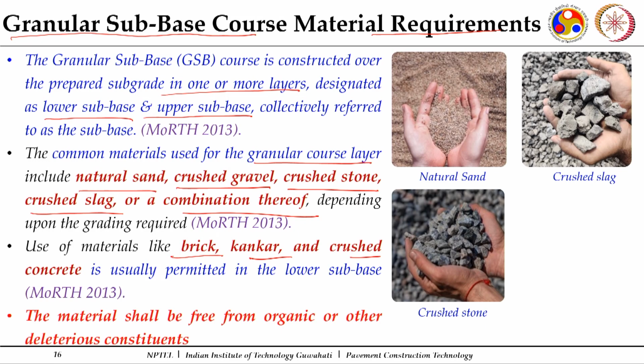Now, certain materials like brick, concrete and crushed concrete, which may be locally available, are preferred for use in the lower subbase layers specifically. You can see this is natural sand, this is crushed slag, this is what you get from aggregate crushers, crushed stone. You will always try to see that there is no organic matter present in this.